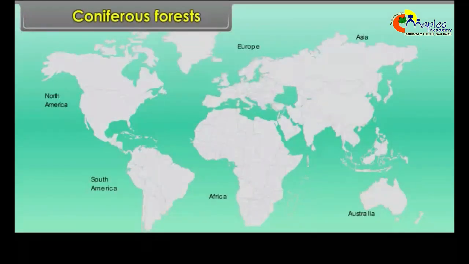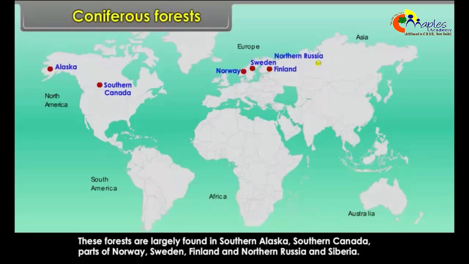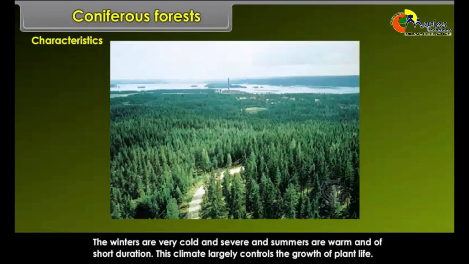Coniferous forests. These forests are largely found in southern Alaska, southern Canada, parts of Norway, Sweden, Finland, northern Russia and Siberia. Characteristics. The winters are very cold and severe, and summers are warm and of short duration. This climate largely controls the growth of plant life.